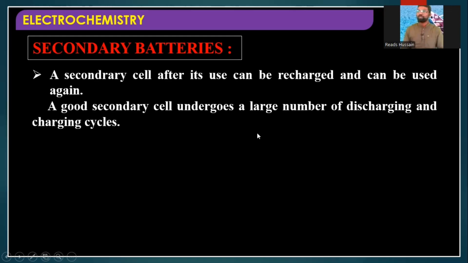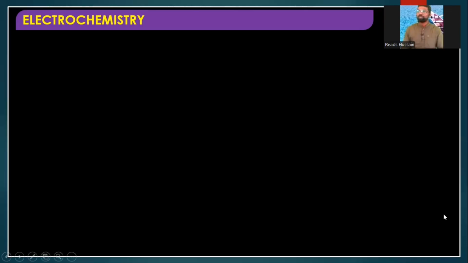That means, see, once a mobile phone is bought, we charge it regularly, daily. Suppose I'm using a phone which I bought 7 years back. Still I am using the same battery, charging it every day for the past 7 years. That means it has a large number of discharging and charging cycles. Such types of batteries are called secondary batteries, right?